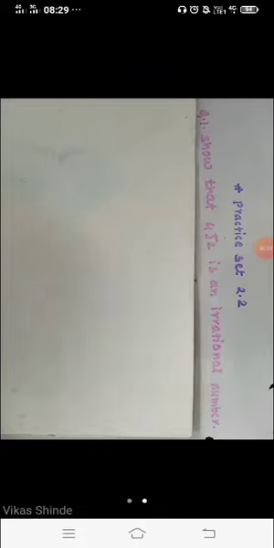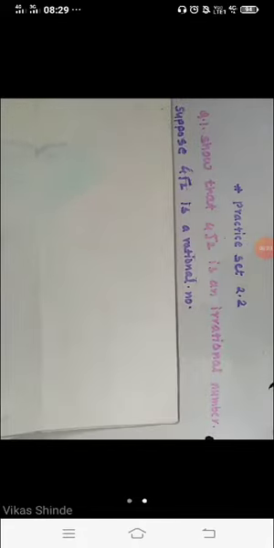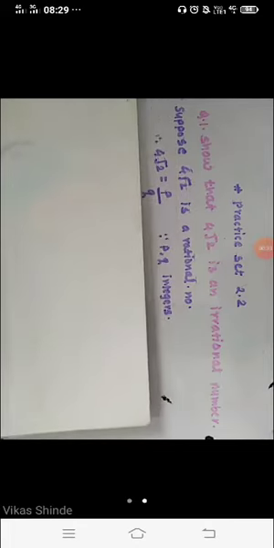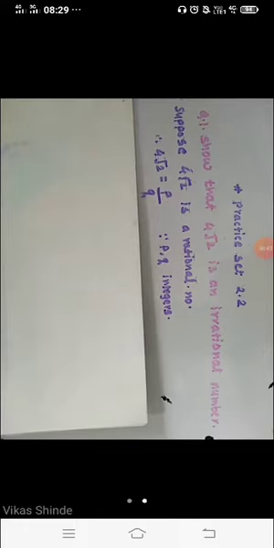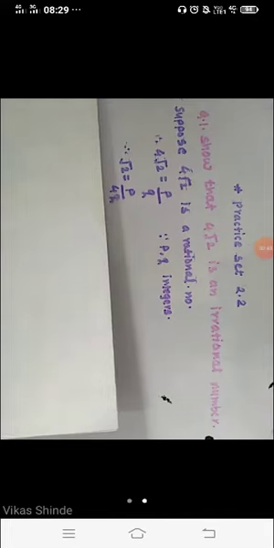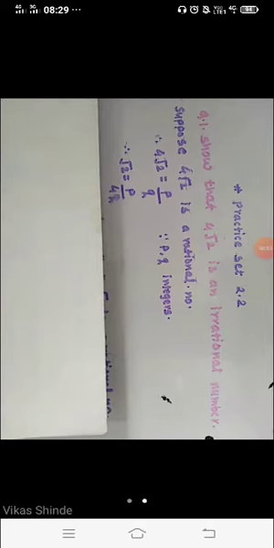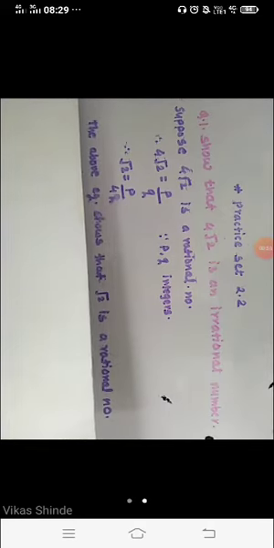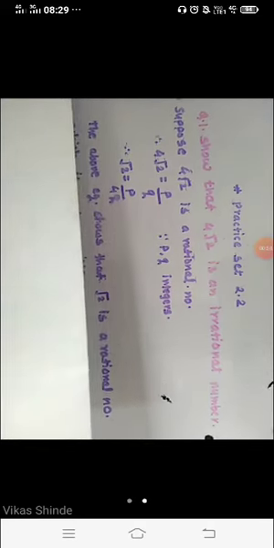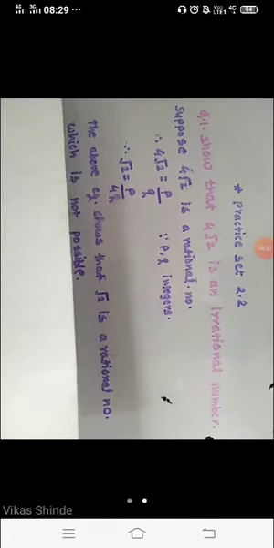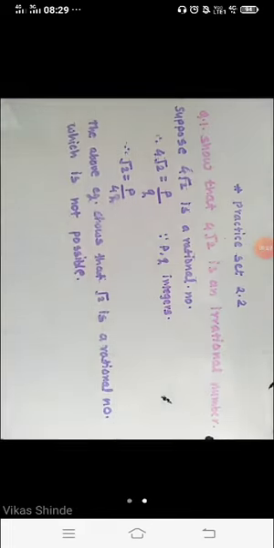In the solution, first of all we have to assume this number. Suppose 4 under root of 2 is a rational number. Then 4 under root of 2 equals p upon q, where p and q are integers. Now we shift that 4 to the right side, so that 4 becomes multiplied to q. The above equation shows that under root of 2 is a rational number, which is not possible.